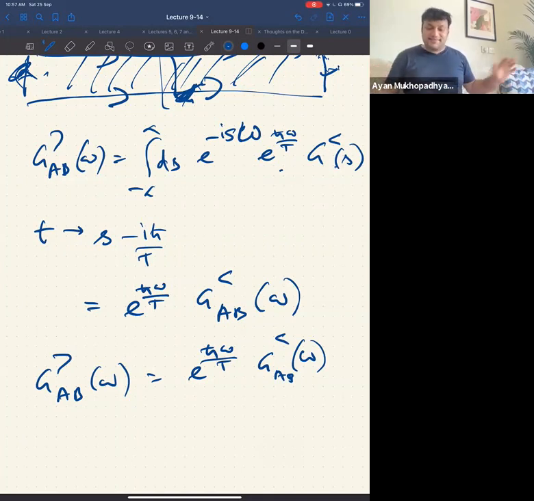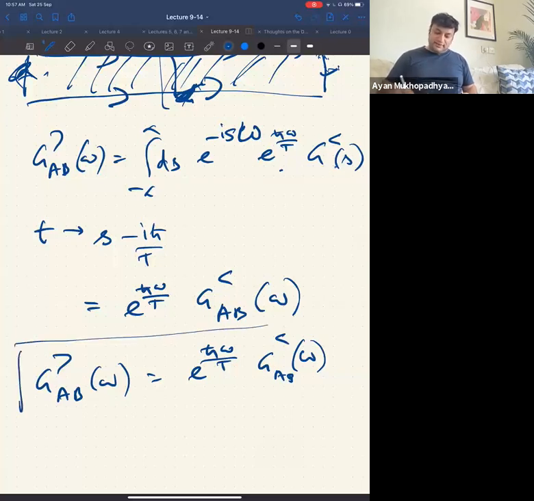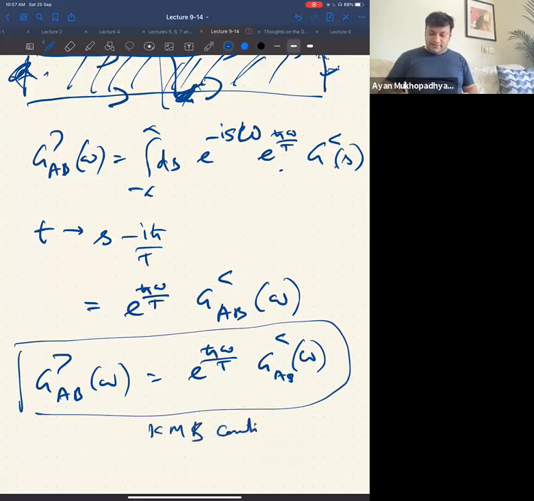It's really stunning that you can get it like that. So this is a very nice relation. You see, G greater AB omega is e to the power h bar omega by t times G less AB omega. This is also called the famous KMS condition, but now written in Fourier space.